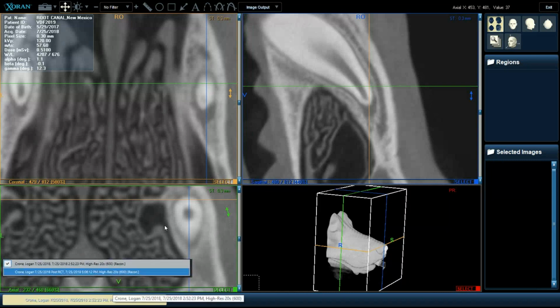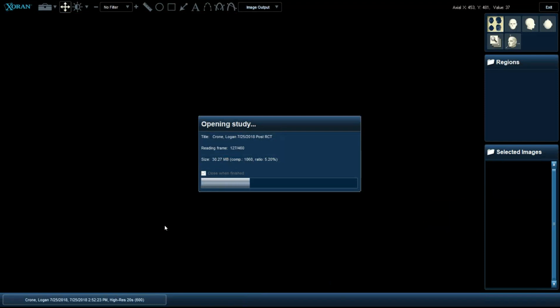So let's go ahead and take a look at the post-treatment scan.